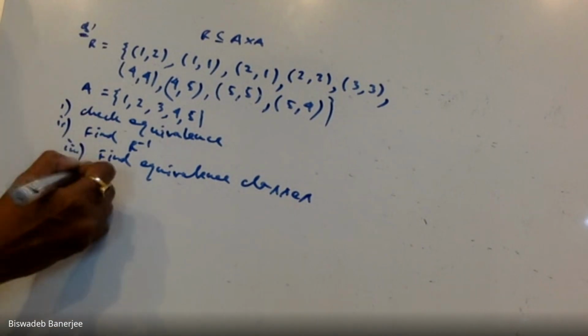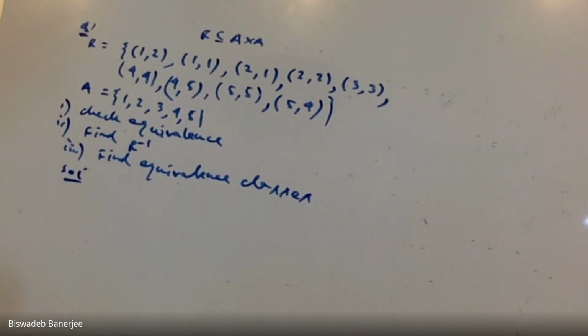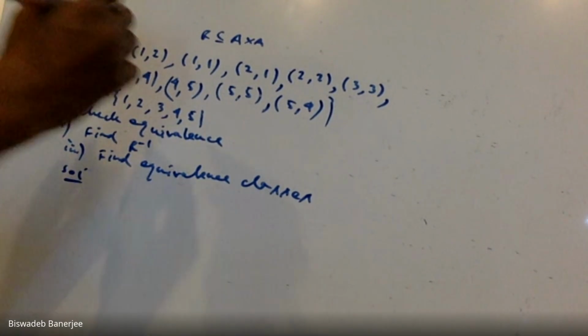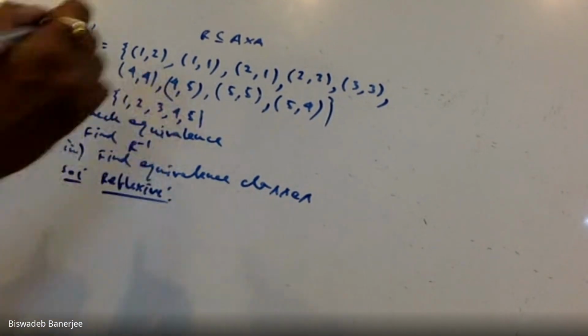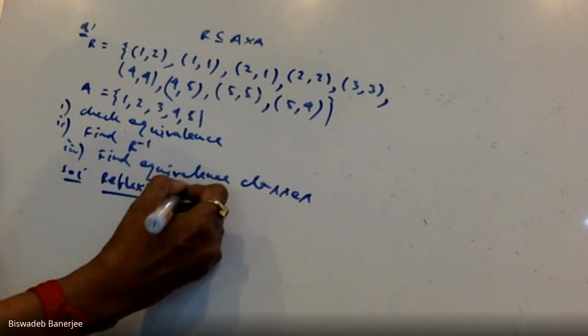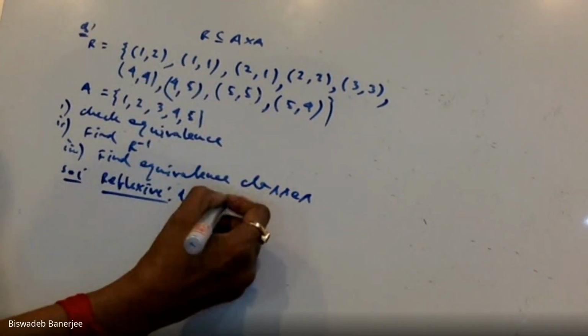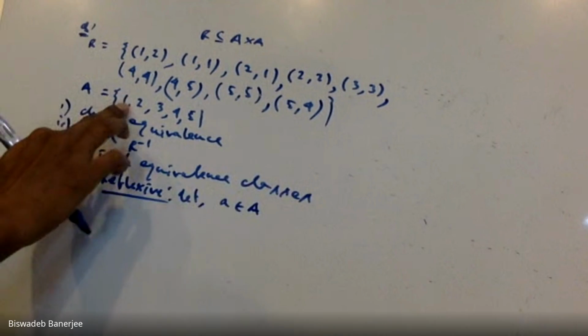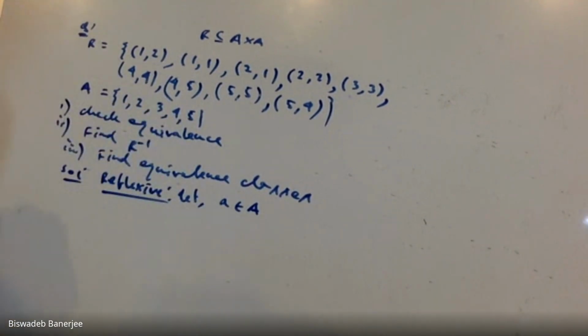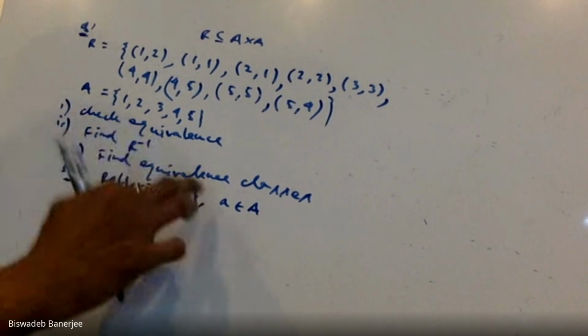Solution. How to solve this question? At first, we have to check whether it is an equivalence relation or not. For this, we shall show whether it is reflexive or not. How to check the reflexive property? Let a belong to this set capital A. That means this a can be 1, 2, 3, 4, 5. This a can be anything, either 1 or 2 or 3 or 4 or 5. We have to check whether (a, a) belongs to this relation or not.